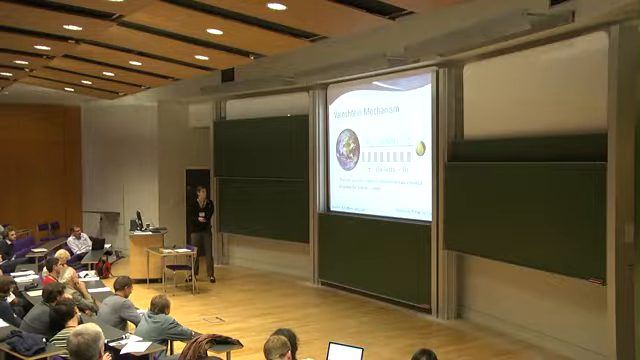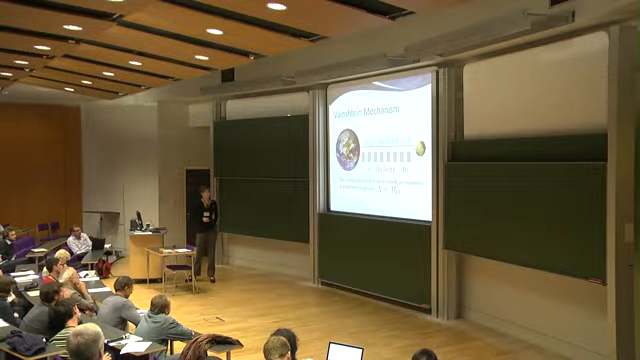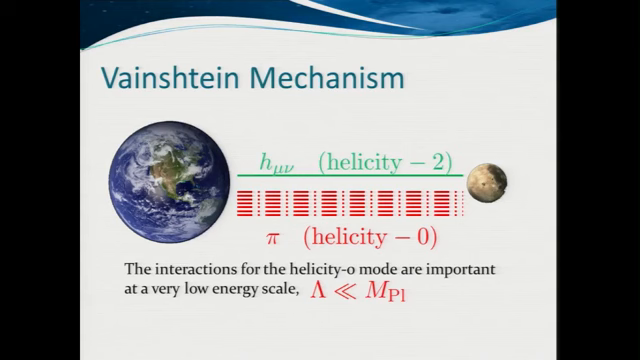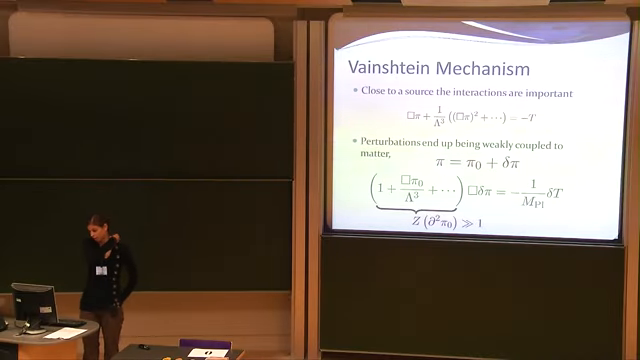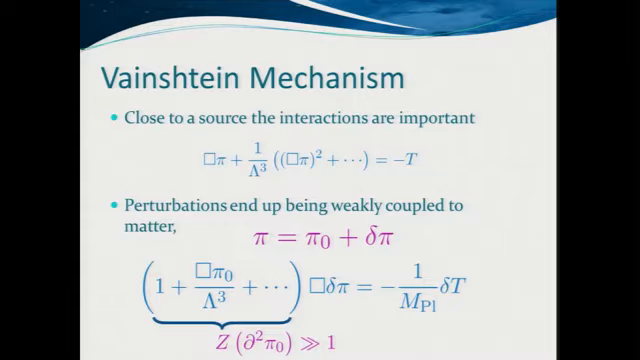to anything else, and even to its own self-interactions. And this can happen only if the interactions for this Galileon field happen at an energy scale which is much smaller than the Planck scale. Otherwise, you would never need to include these interactions before you are reaching the Schwarzschild radius, for instance.